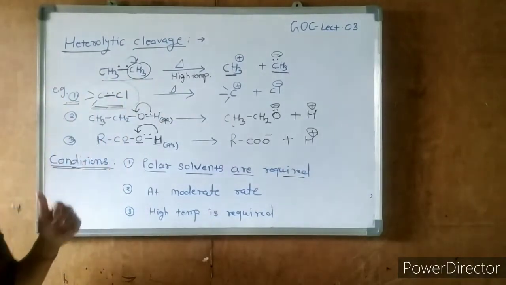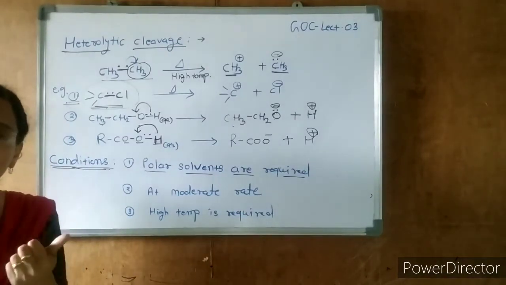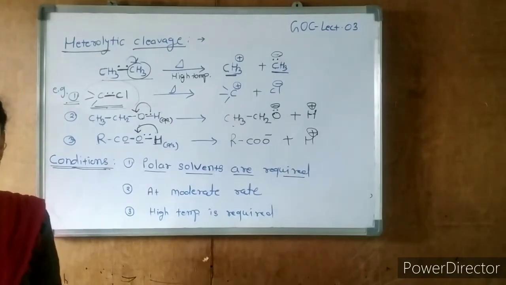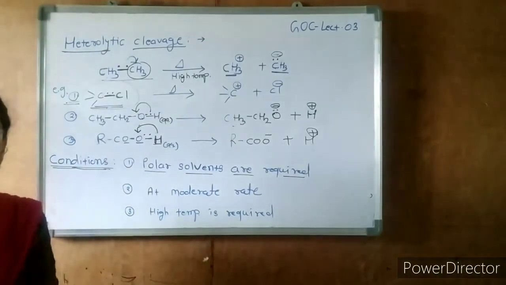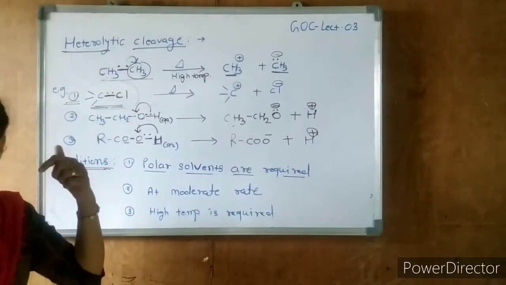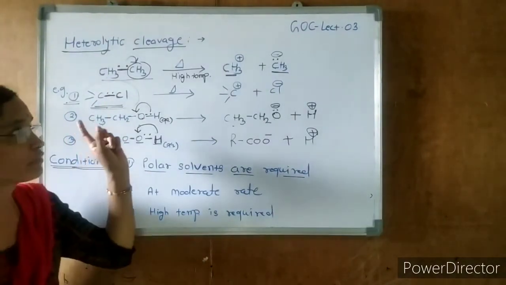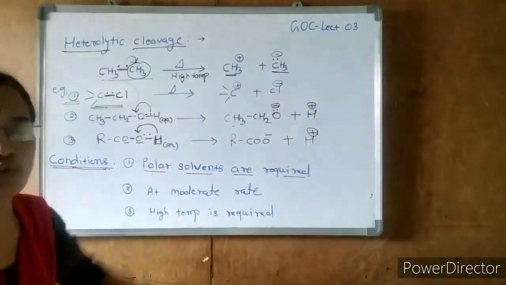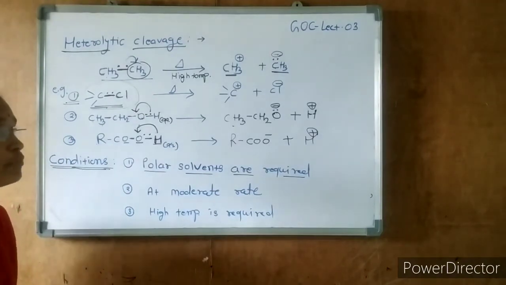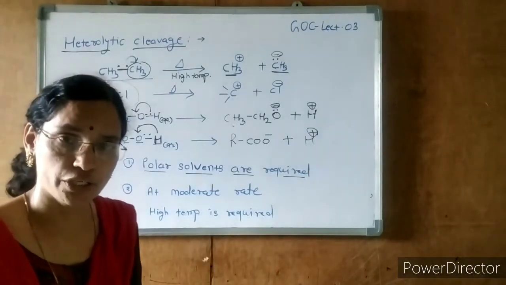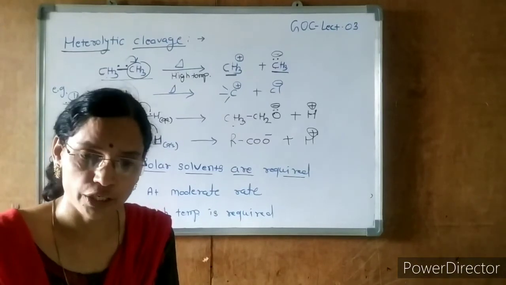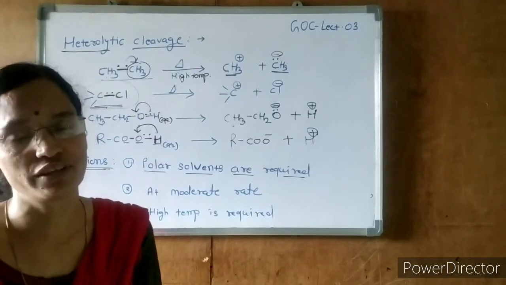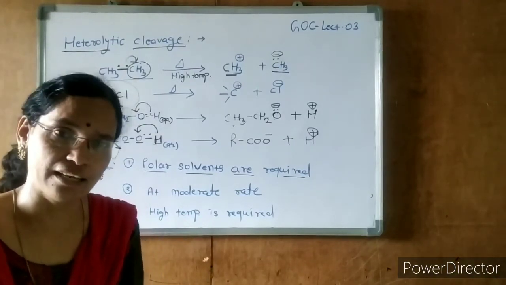But in heterolytic cleavage, both the bonded electrons get attracted by one of the atoms, which is more powerful, having more electronegativity, and that will acquire both the bonded electrons. That's why one will acquire negative charge and the other will acquire positive charge. Thus there is a formation of carbocations and carbanions. All these carbocations, carbanions, and free radicals are reactive intermediates. And what are these reactive intermediates? We will study in detail in the next session.